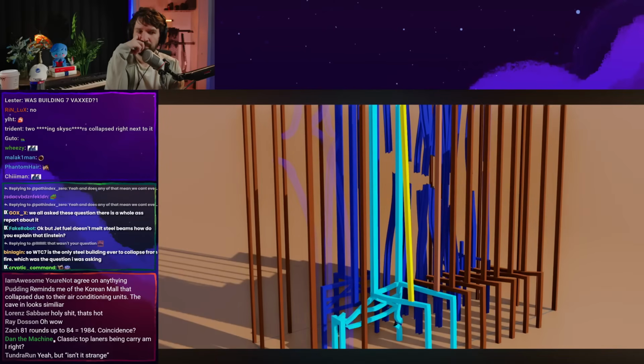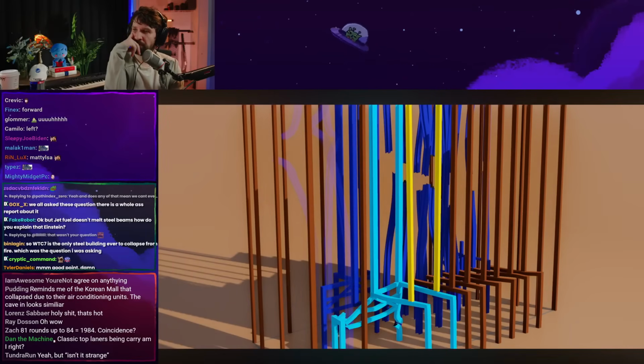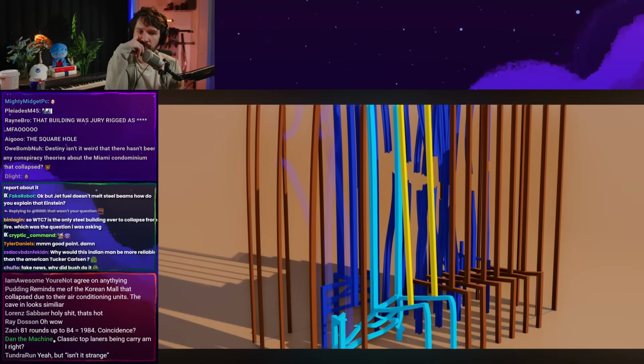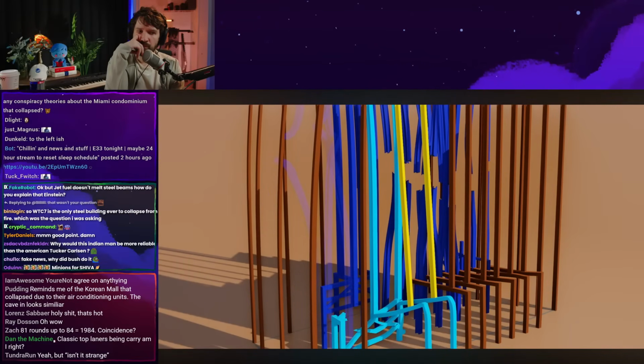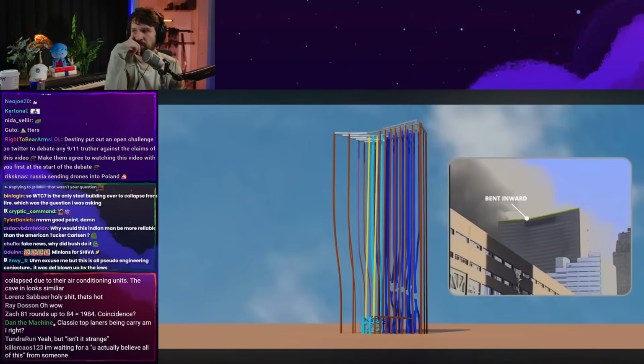The perimeter columns 47 and 48 are directly connected with the horizontal girders. This means columns 47 and 48 have to bend inward during the building collapse. This is the reason one portion of the perimeter columns moved inward during the collapse, the same motion we observed in the real collapse footage.